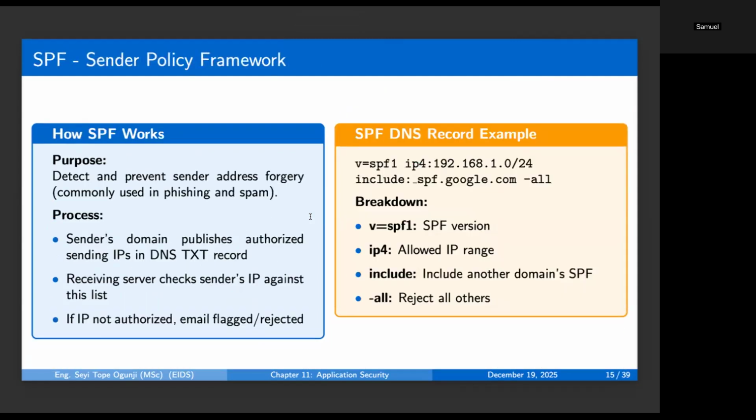So the next now will be the Sender Policy Framework, SPF. The question is, what is SPF? Think of it like the guest list for email senders. Sender policy detects and prevents sender address forgery, and this is usually used in phishing and spamming. So how does it work?